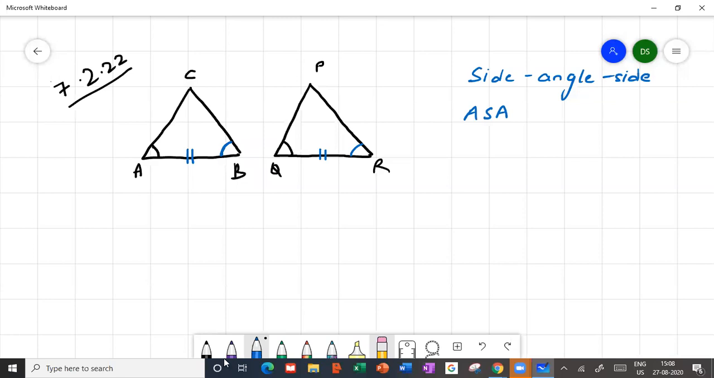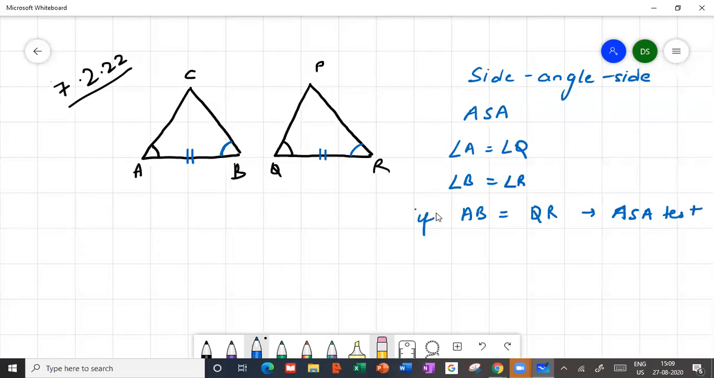These two angles are equal, so angle A is equal to angle Q and angle B is equal to angle R. Correct? Two angles are equal, and if AB is equal to QR, then by the ASA test, triangle ABC is congruent to triangle PQR.